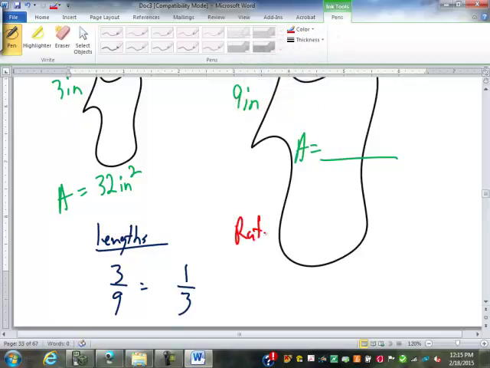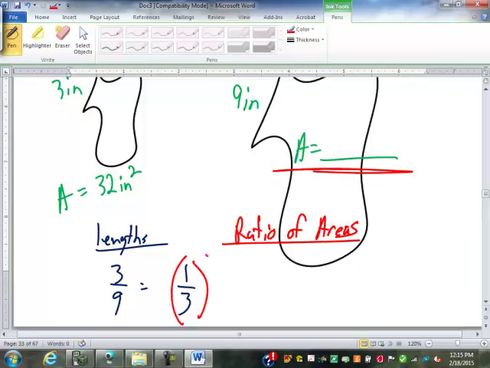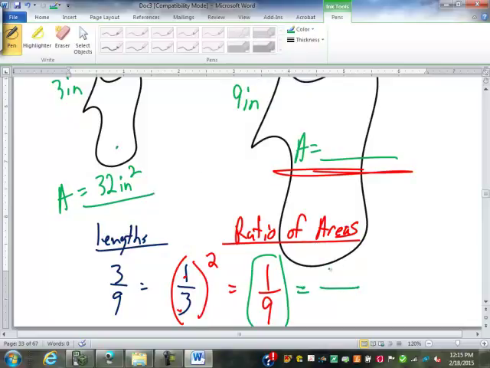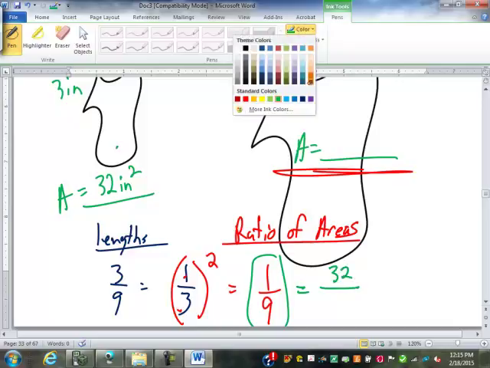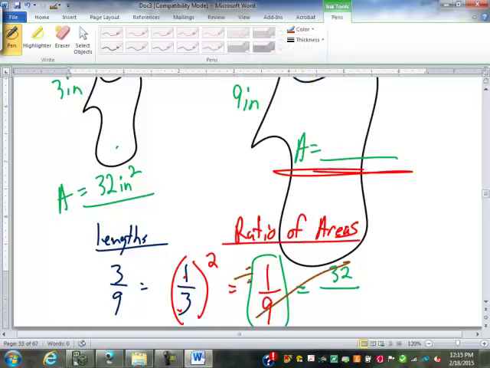My ratio of areas, I can't just use the areas right now because I don't have the second area, but I can get it from the lengths. If I square that, 1 squared is 1, 3 squared is 9. I find 1/9, which is my ratio of areas. So now I can put in my known area of 32. That's from the smaller figure, so we'll go with the 1. And I can cross multiply and divide. 9 times 32 divided by 1 is 288 square inches. So you can see these ratios, if you know how to apply them and know some of the relationships, can be a very powerful tool.